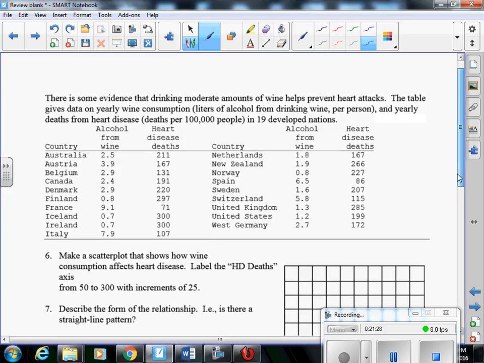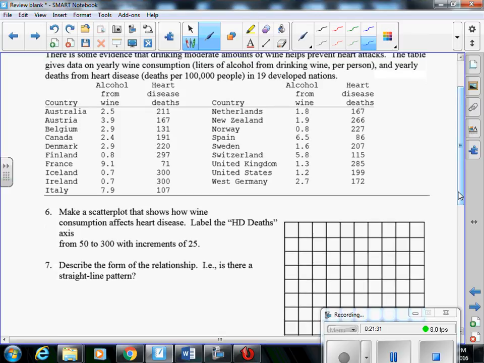Okay, so the second one has a whole bunch of information. It says there's some evidence that drinking moderate amounts of wine will help prevent heart attacks. The table gives data on yearly wine consumption, so liters of alcohol from drinking wine per person, and yearly deaths from heart disease in 19 different nations. So we've got some varying degrees. I like how you notice that France has the most wine, and they do drink a lot of wine. And then there's some that just don't drink much wine at all. So make a scatter plot that shows how wine consumption affects heart disease.